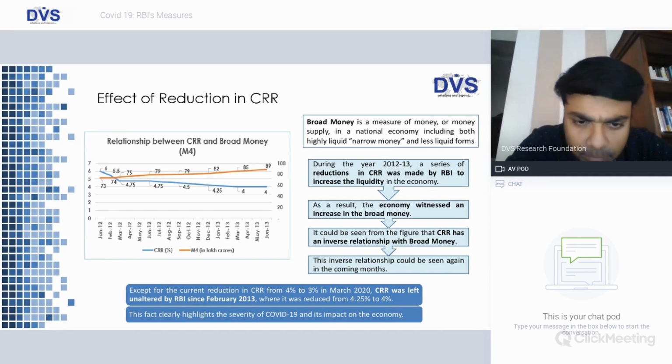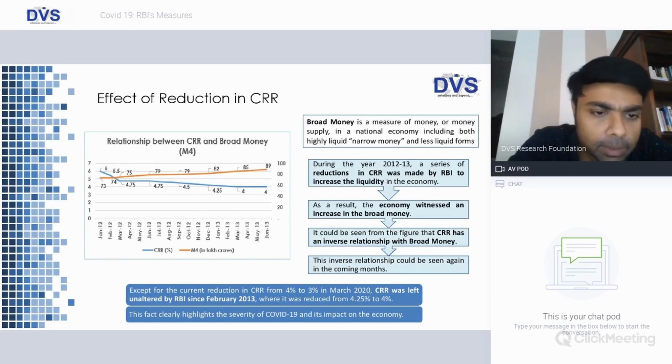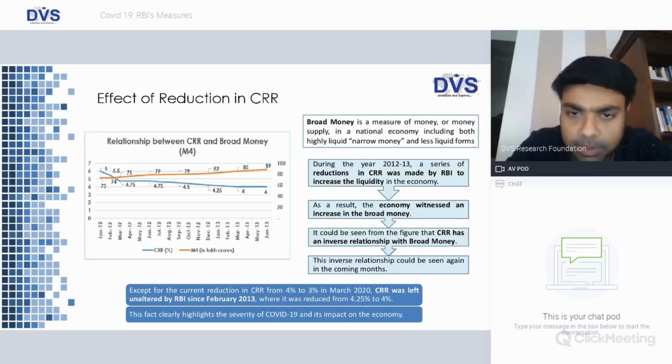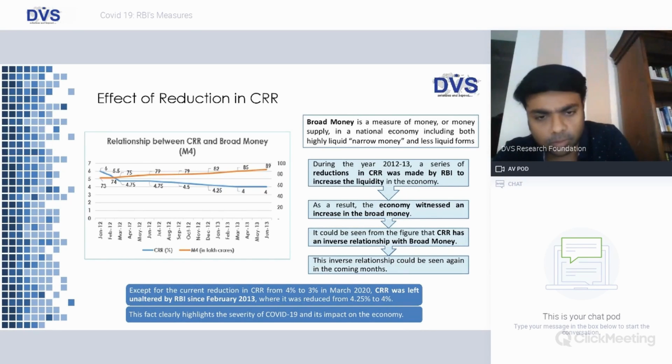So in this case, we need to understand the concept of broad money first. Broad money is a measure of money supply in an economy, including both highly liquid narrow money and less liquid forms. During 2012-13, a series of reductions in CRR, from 6% to 4.75%, was made by RBI to increase liquidity in the economy. You can see the graph on the left-hand side. Consequently, there was a huge supply of broad money, and it could be seen from the figure that the CRR has an inverse relationship with broad money, obviously, because when this comes down, that goes up.